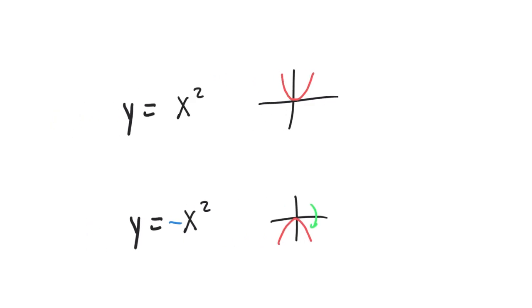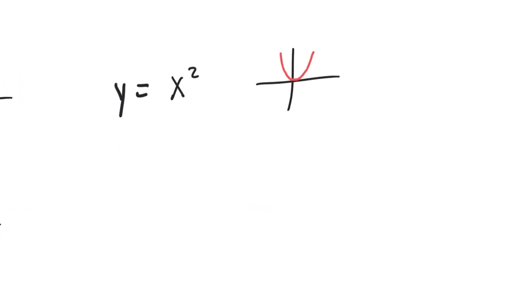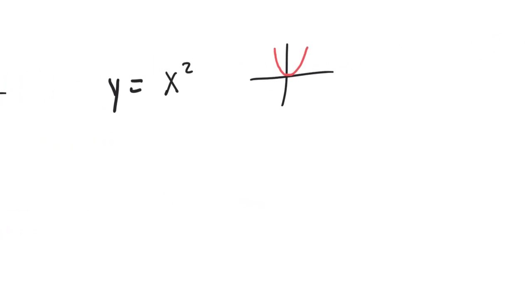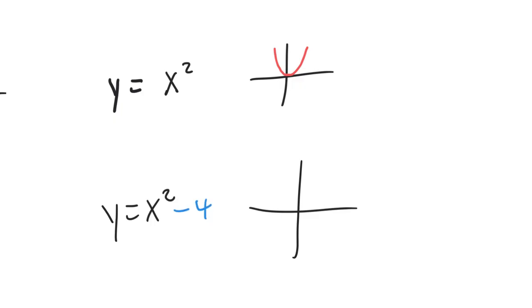Now, another thing to take into account is, let's say you started with one of these, but then you did something else. You tacked on the end a -4. Well, what that does is it takes this and it shifts it down 4. So now it's down here, okay? And it's positioned at the y value of -4 right there, okay?